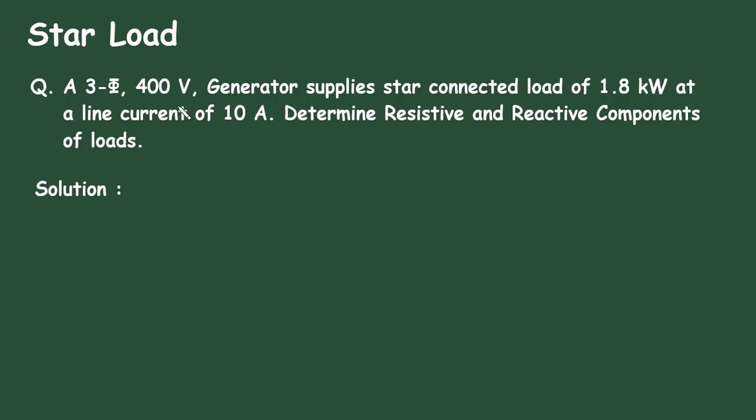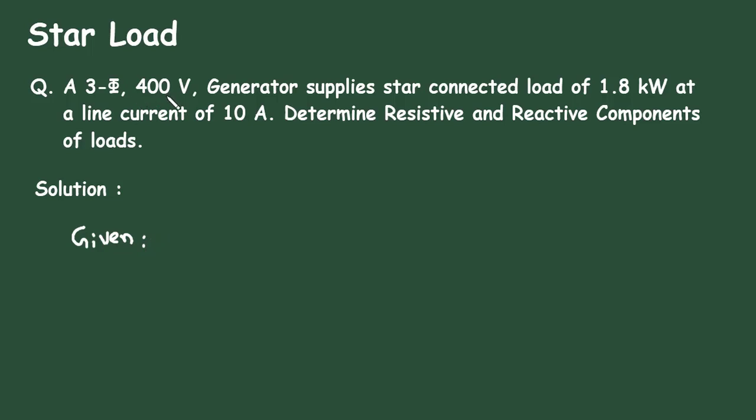This is a problem on star connected load. Question: a 3-phase 400 volt generator supplies a star connected load of 1.8 kilowatt at a line current of 10 ampere. Determine resistive and reactive components of loads. Solution: first of all, we will write what is given.